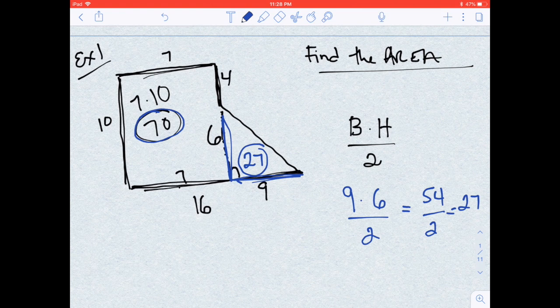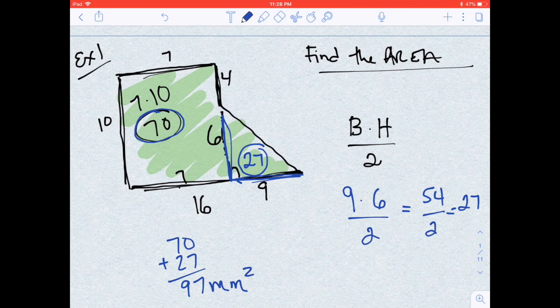So this part here is 27, and this part is 70. So if I'm finding the area of the whole thing, I'm going to want to add these two together. So 70 plus 27 gives me 97. And in the book it tells me I'm using millimeters, so it's going to be millimeters squared because it's the area.